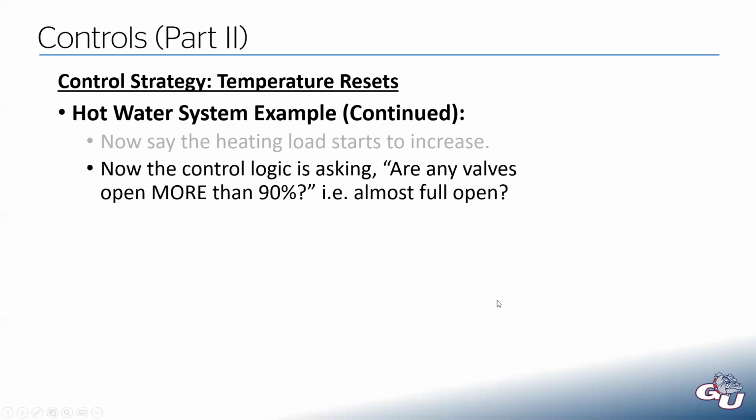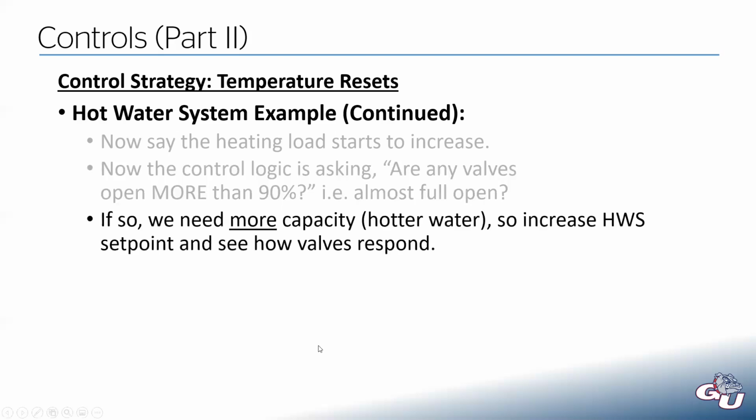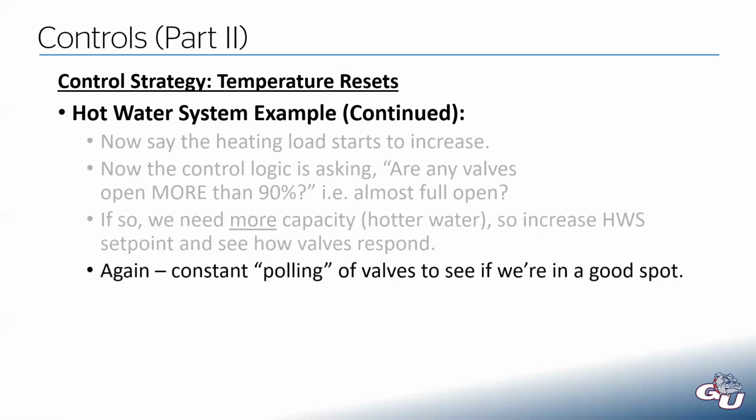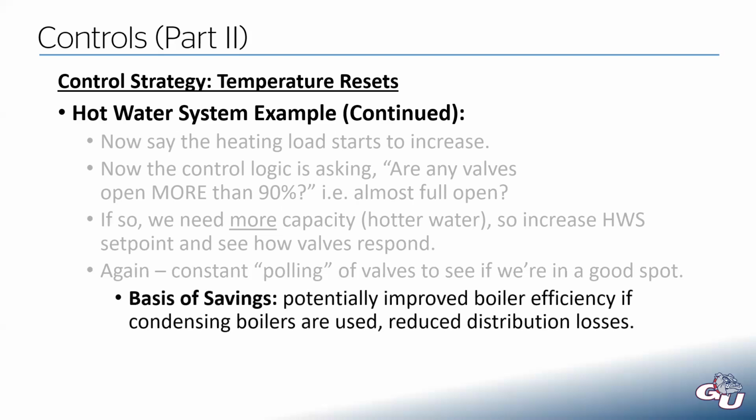So it's kind of a back and forth. It's a constant polling of the valves, seeing where they're at right now, increasing set point, decreasing set point as needed to serve that worst case valve in the system. So the basis of savings here, you might have improved boiler efficiency if you're using condensing boilers, and additionally, you'll have reduced distribution losses.